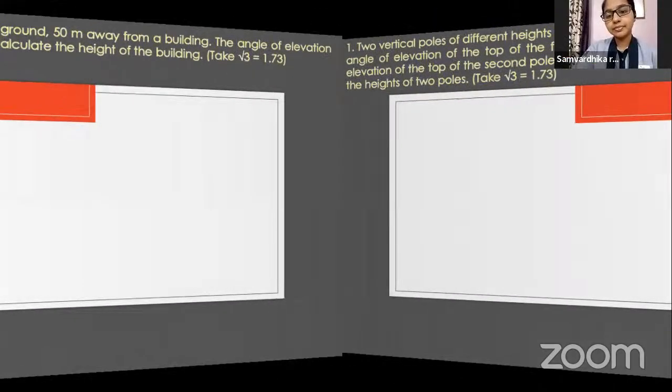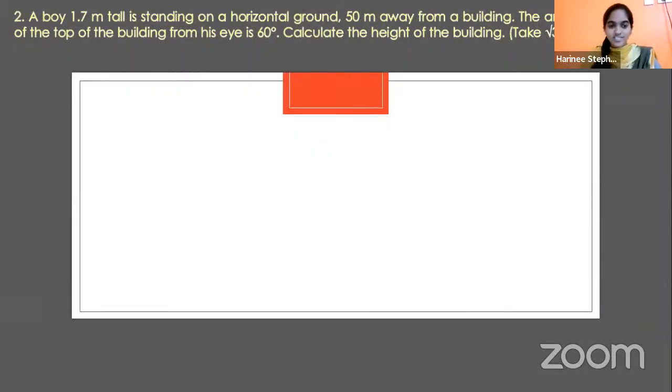So this was an odd choice question in standard question paper. A boy 1.7 meter tall standing on a horizontal ground 50 meter away from a building. The angle of elevation of the top of the building from his eyes is 60 degree. Calculate the height of the building. So I think if I'm right, it is an NCERT question. Let's see. So first you all draw the diagram. I'll give you 1 minute time. Since I said diagram is very important, try to draw the diagram on your own.